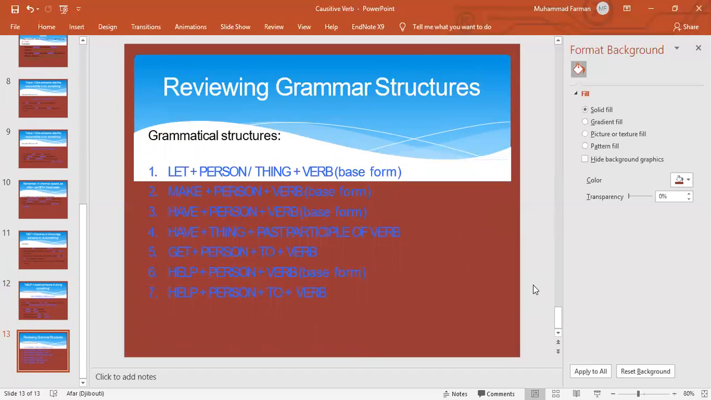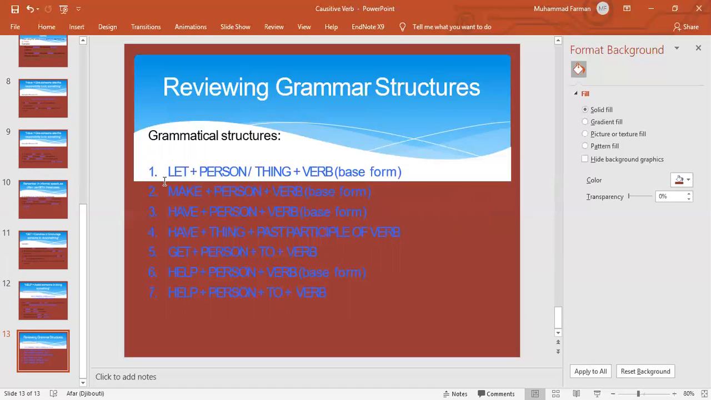five things that we have in our today lecture. The grammatical structures where we have to form a function or the transformation of a sentence, how we can transform a sentence, or how we can build or make a pattern of the causative verbs. So we have seven patterns of the causative verbs that are being written in front of you.